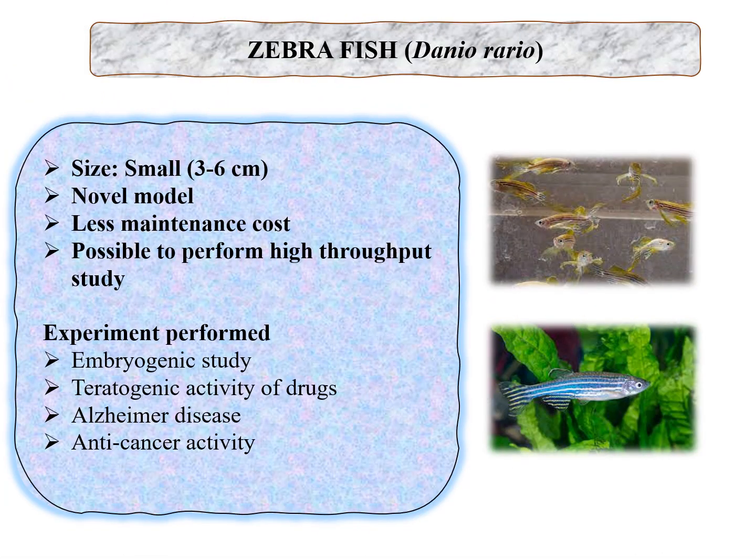Next animal is zebrafish. It is a novel model widely used. The size is between 3 to 6 centimeter. They also have less maintenance cost because they only require a fish tank and a small amount of food, and it is possible to perform high throughput study. High throughput studies are the ones which require a larger number of animals for the experiment. Since the cost is less, we can perform high throughput study on zebrafish. The experiments which can be performed on zebrafish are embryogenic study, teratogenic activity of drugs, Alzheimer disease, anti-cancer activity, etc.